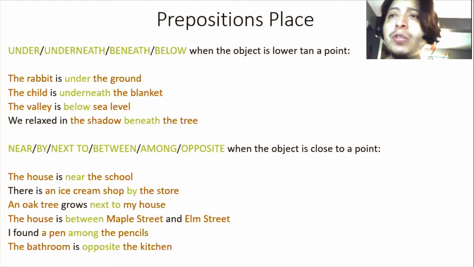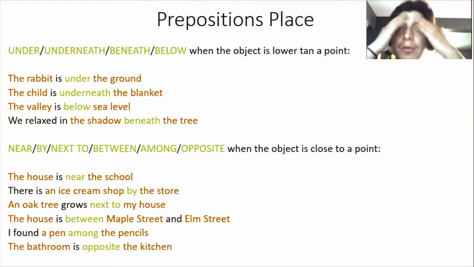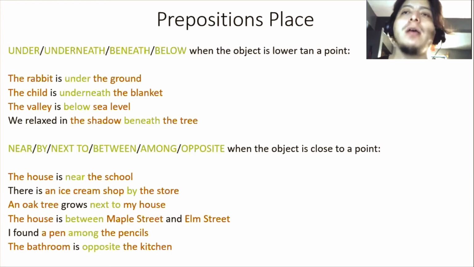The house is between Maple Street and Elm Street. This is important, the difference between and among. Between and among, in Spanish, both of them, you translate them as entre. But they are different entres. When you're using between, you're using two nouns. So you're saying between this and that.